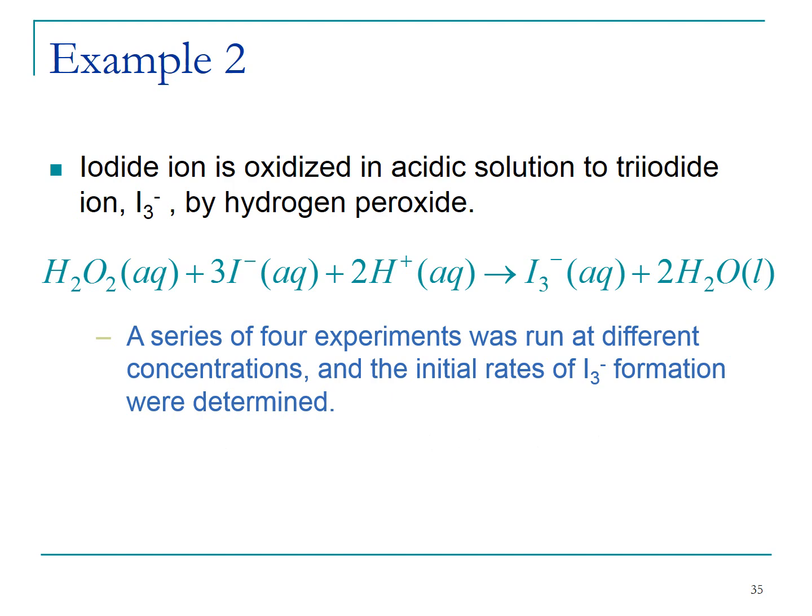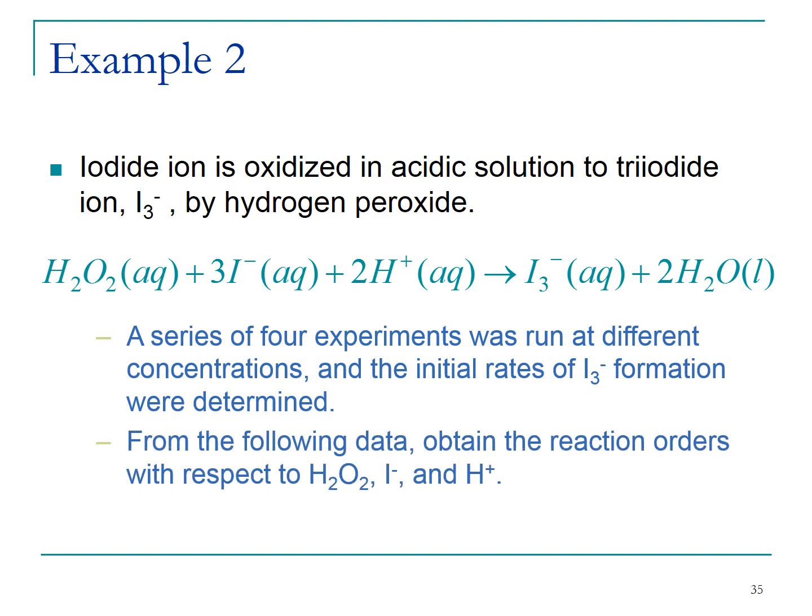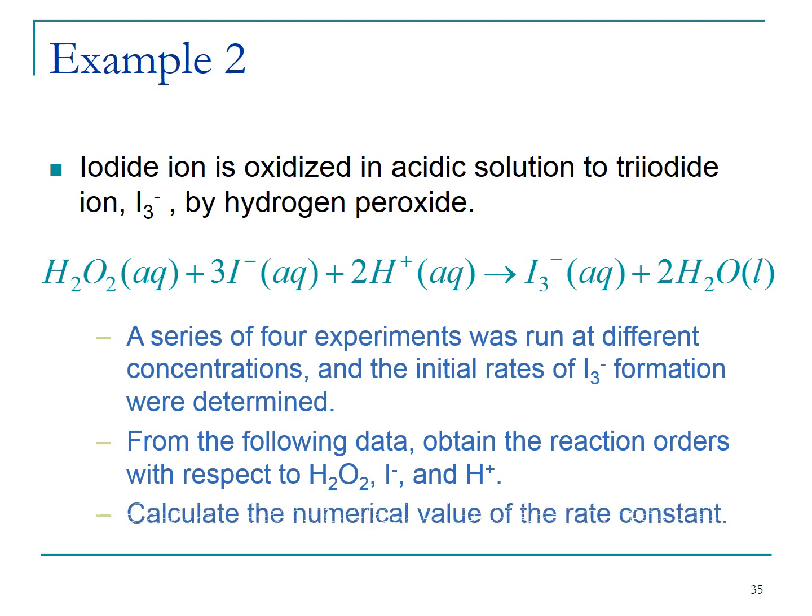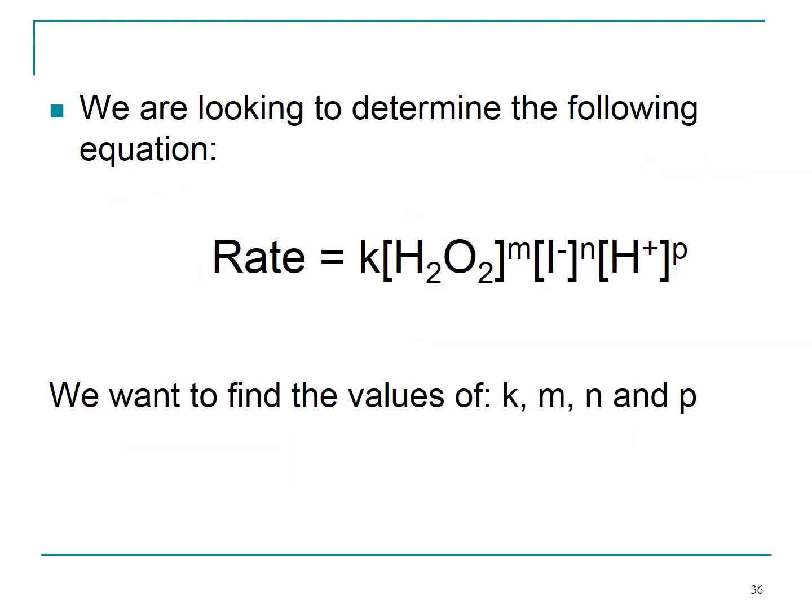And so I think that's on the next data. So what we want to do is find out what is the reaction order with respect to H2O2, to I negative, and H plus, the 3 different reagents. So you're always talking about the reagents, and we don't worry about the products. And then finally, once we have the rate law, let's calculate the K. So it's the same idea.